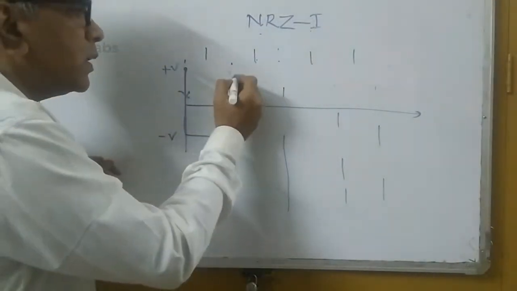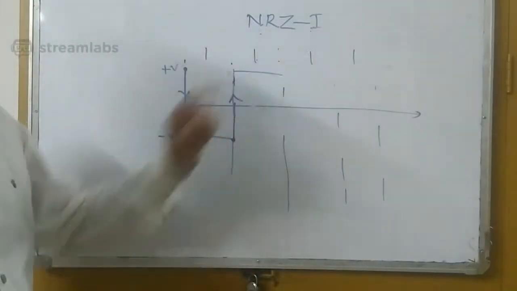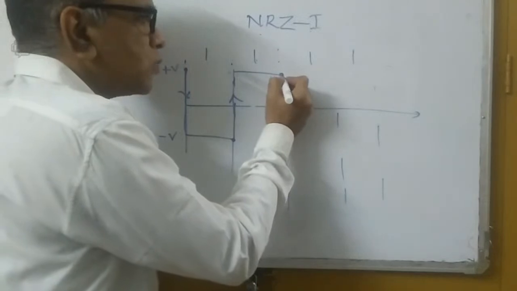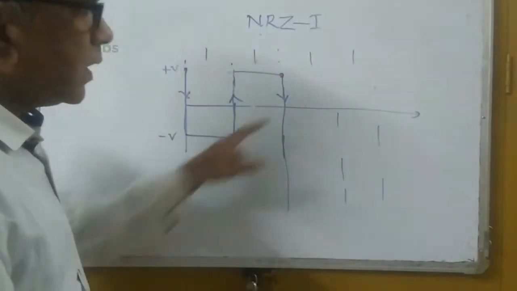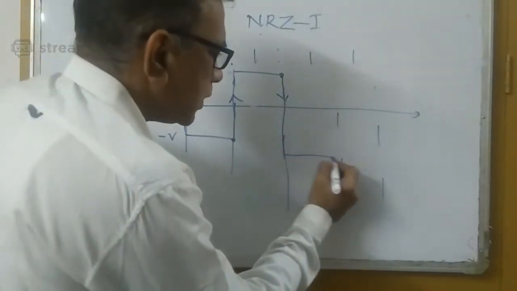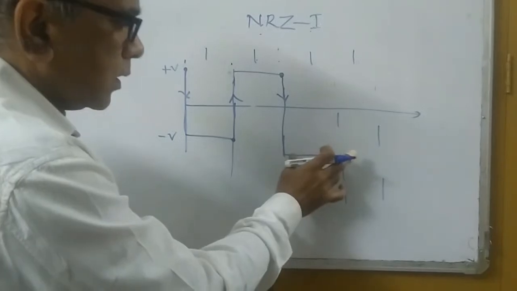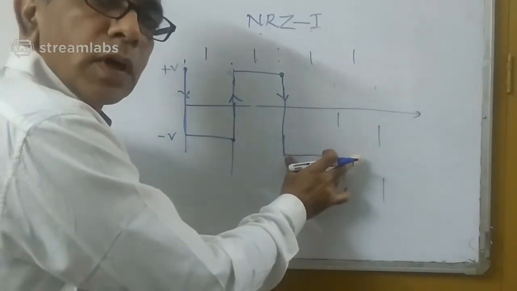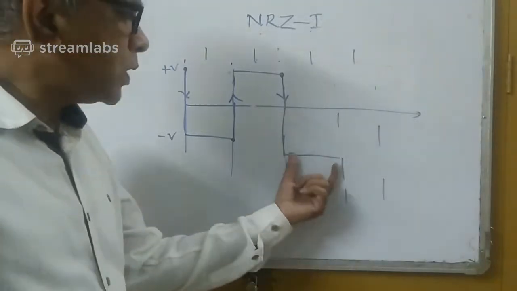Okay. Since it is 1, it is a transition. So it stays there. Next bit is 1 again, so a transition has to happen. It stays in this voltage, in this state, for t duration. The time duration is t seconds. For that duration it will stay.